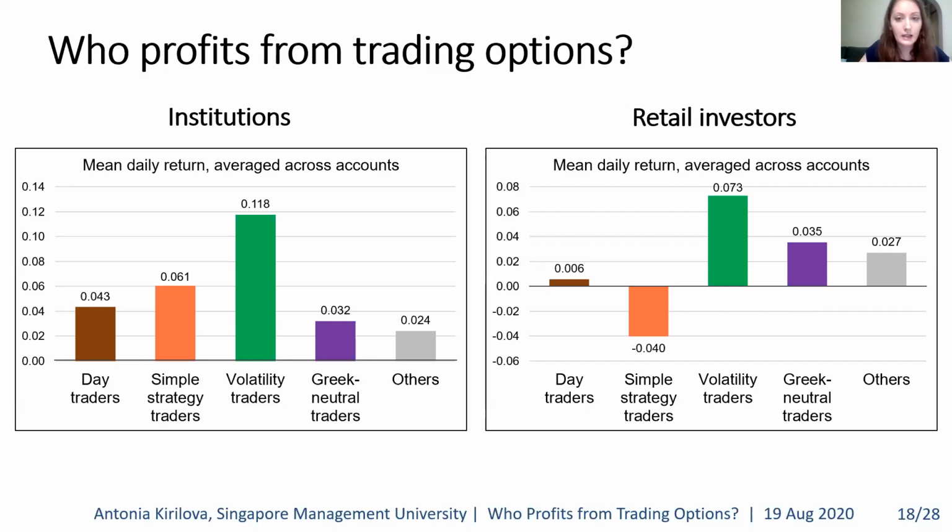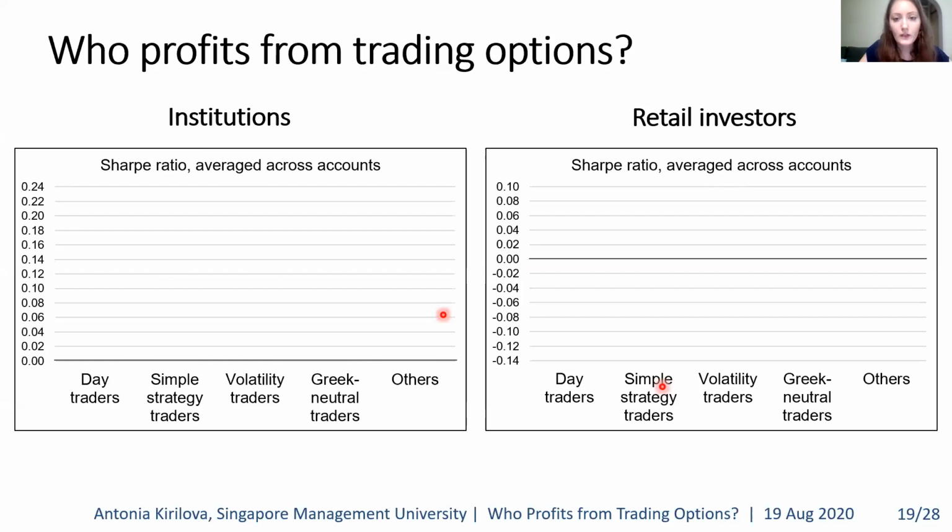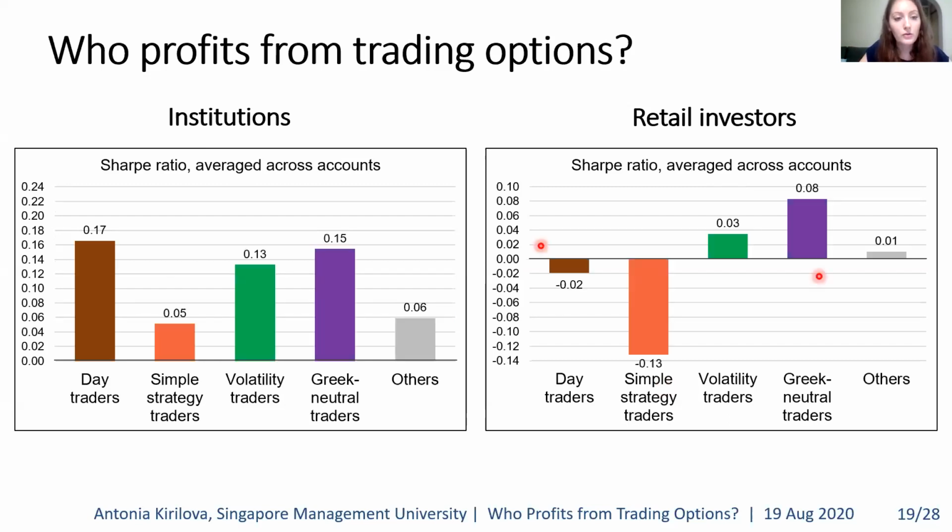Also, on the next slide, I show that when we look at the Sharpe ratio of these Greek neutral traders, it's much higher than the other strategies. So, consistent with the hypothesis that they are market makers, it means they are making a small profit from every single trade, but since they also take a low risk, they have a high Sharpe ratio.